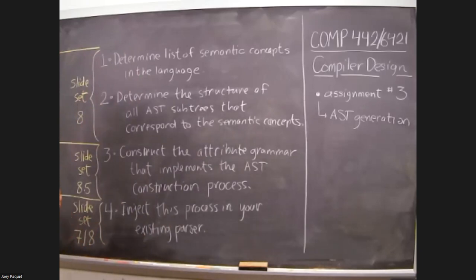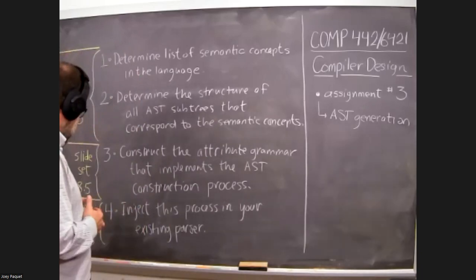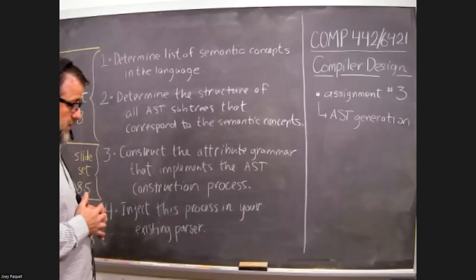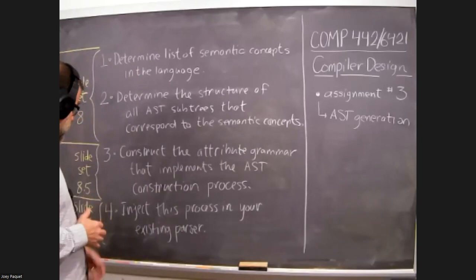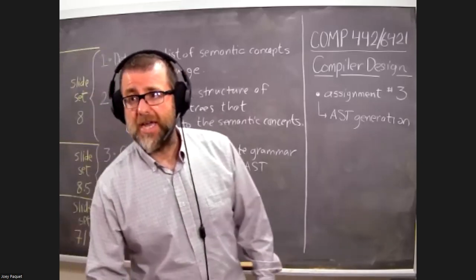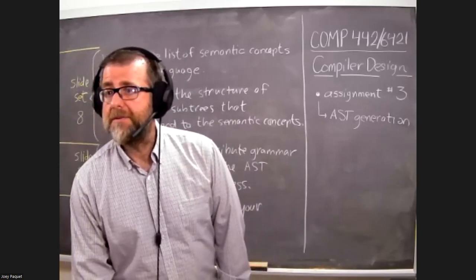Now, where is the representation of how you implement an attribute grammar? Well, depending on if you implemented your parser using a recursive descent predictive parser or a table-driven predictive parser, you might want to go to either slide 7 or 8. So let's go to 7.